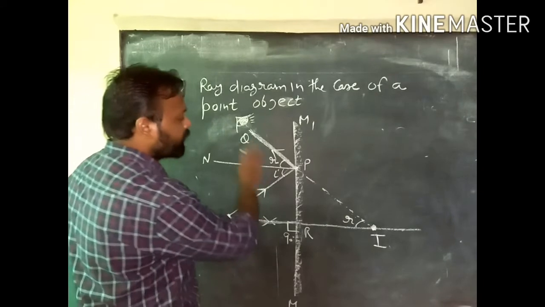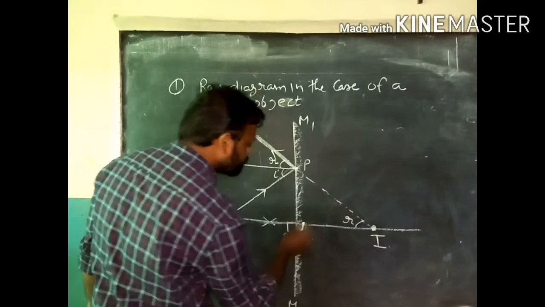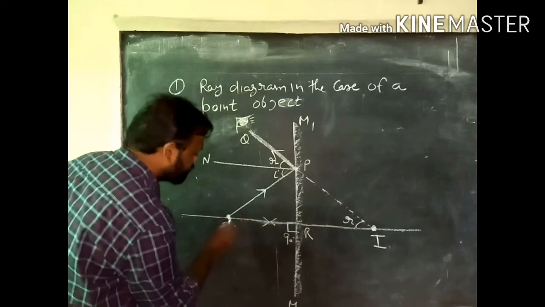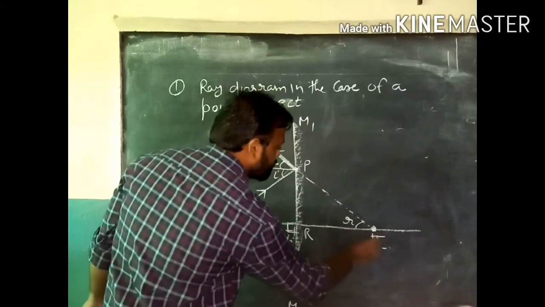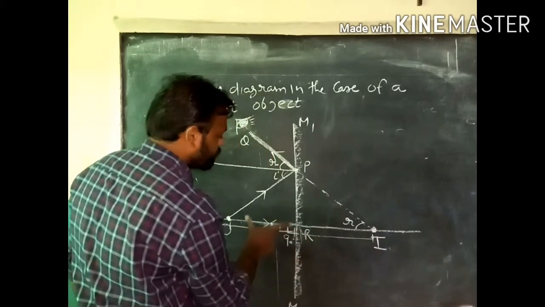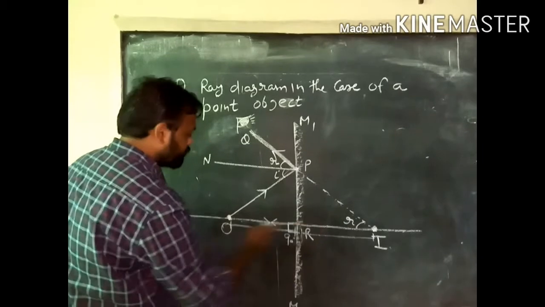That is why we see the image exactly at the same distance, equal to the distance of the object from the mirror. The distance from the image to the mirror is also the same. So we see the image of the object at exactly the same distance.